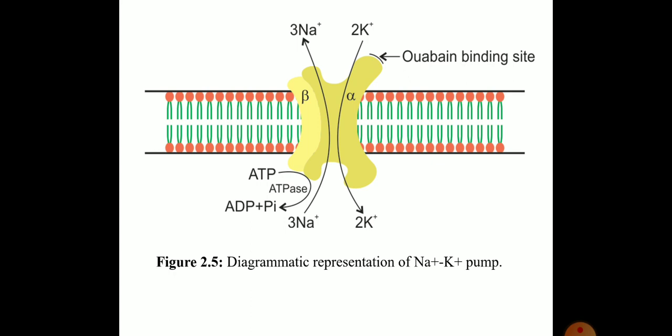So here is the diagrammatic representation of the sodium potassium pump, where you can see the sodium which is present inside the cell is pumped out of the cell, and potassium which is outside the cell is pumped into the cell. In this process, ATP is hydrolyzed and energy is utilized, in the presence of the enzyme sodium potassium ATPase. So it is a good example of an antiport system.